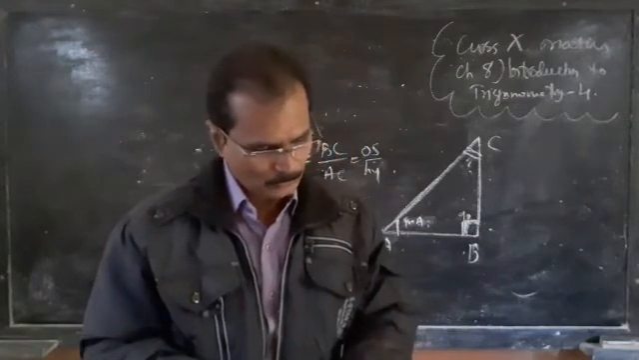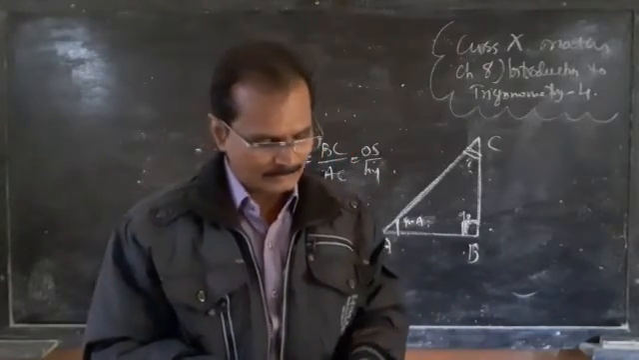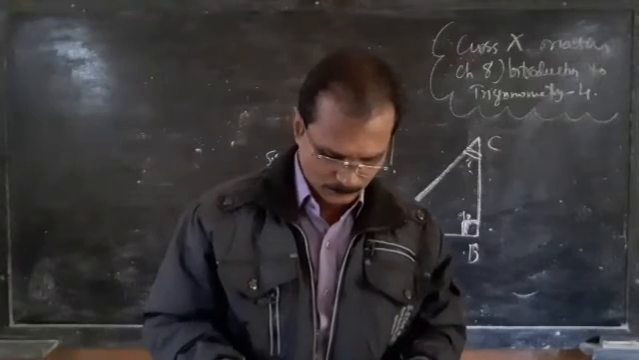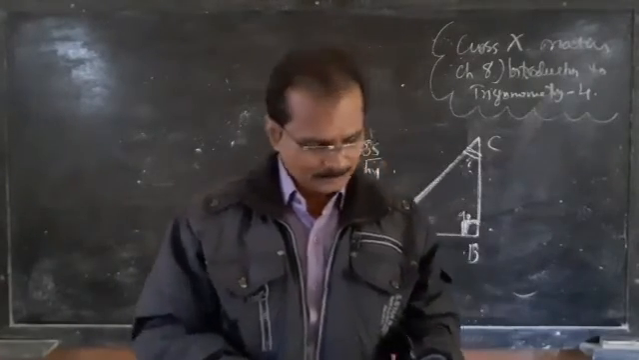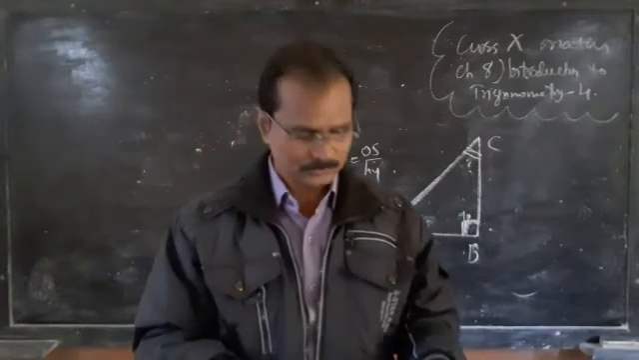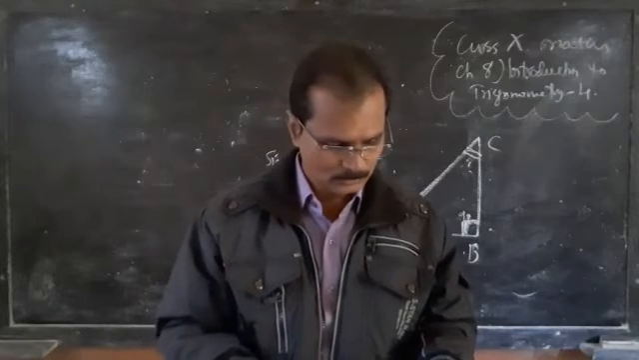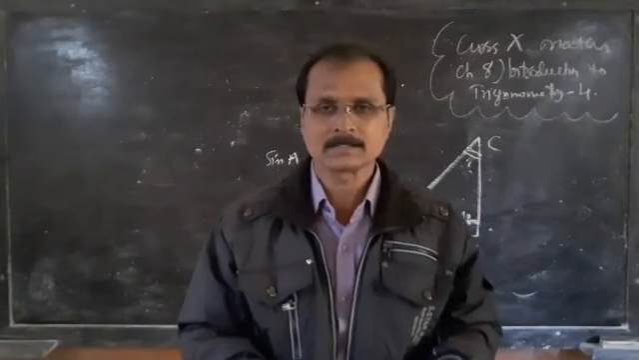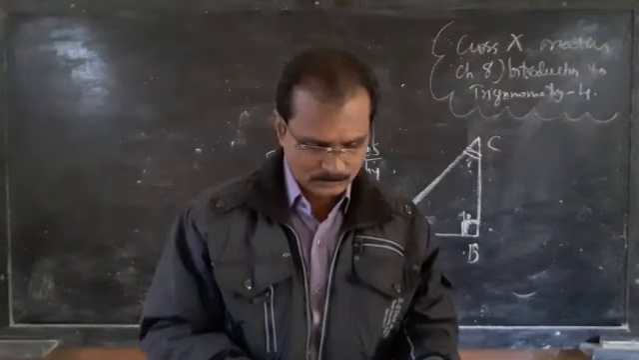So these are all what we call the trigonometric ratios of complementary angles. So today itself memorize these. Sin 90 minus A equal to cos A, cos 90 minus A equal to sin A, tan 90 minus A equal to cot A, cot 90 minus A equal to tan A, and sec 90 minus A equal to cosec A, cosec 90 minus A equal to sec A.